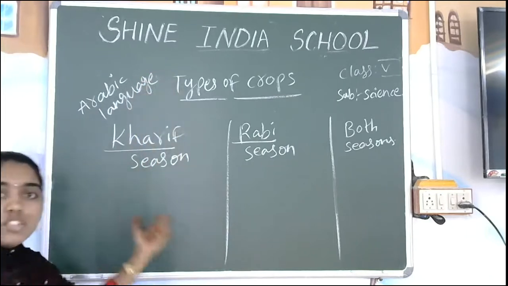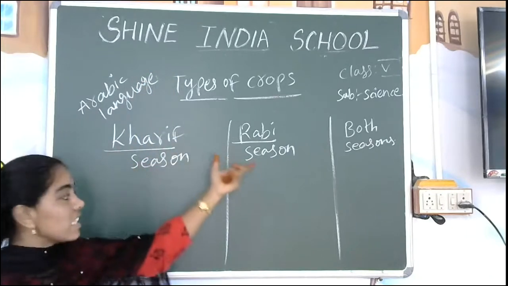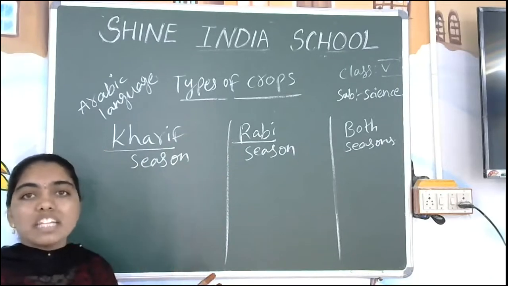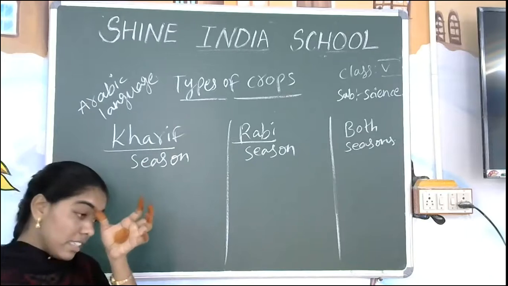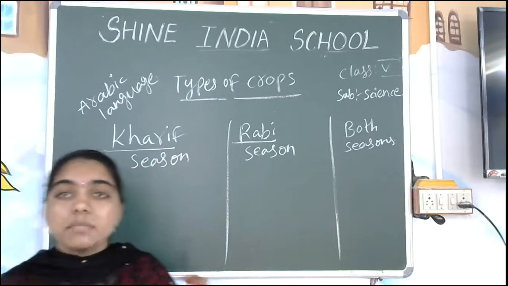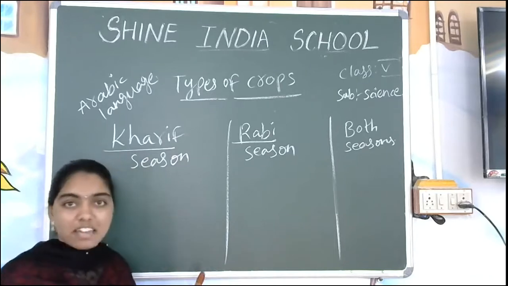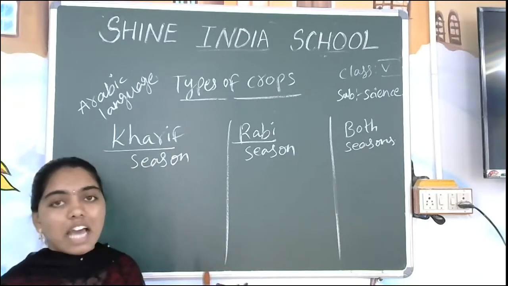From which language did we get the words Kharif as well as Rabi? Yes, we got them from the Arabic language. What is the meaning of Kharif? Yes, it means rain. Some plants which grow in the rainy season are called Kharif plants.